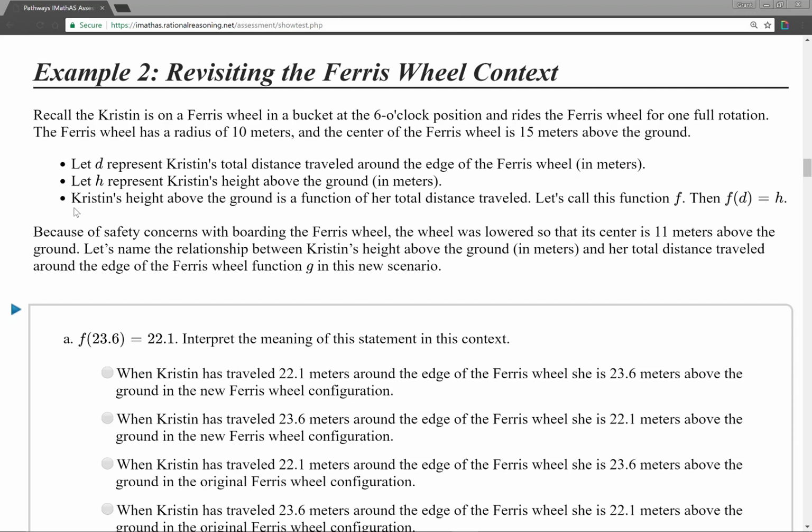We know Kristen's height above the ground is a function of her total distance traveled, so we can define a function f to represent this relationship. And therefore, f of d will be equal to h.